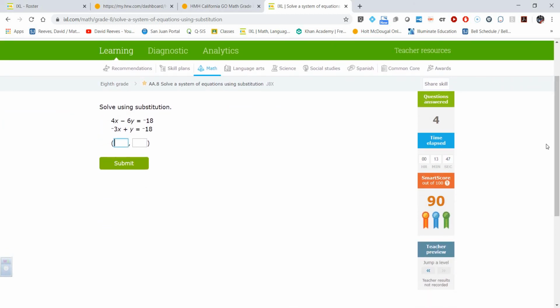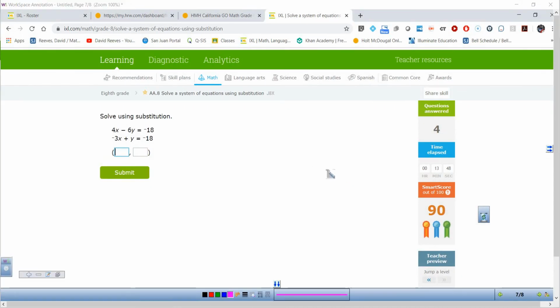Even though IXL is calling them the challenge zone, I don't consider this really in the challenge zone. Okay, what makes it harder? Because we don't have an equation that says x equals or y equals. All right, so see right there, do you see how that y has a coefficient of 1? You don't see it there?